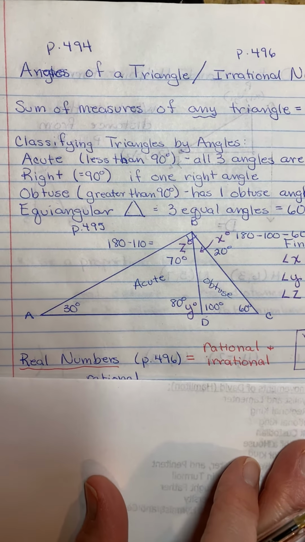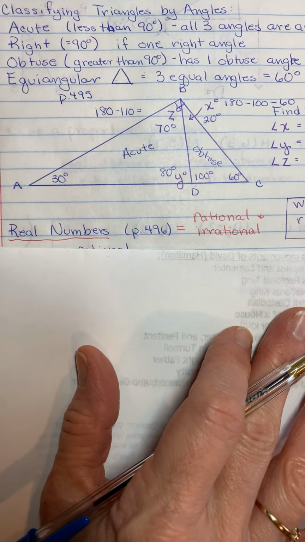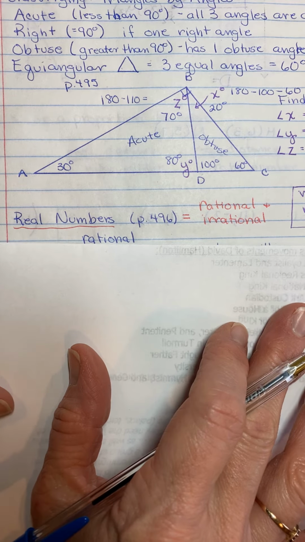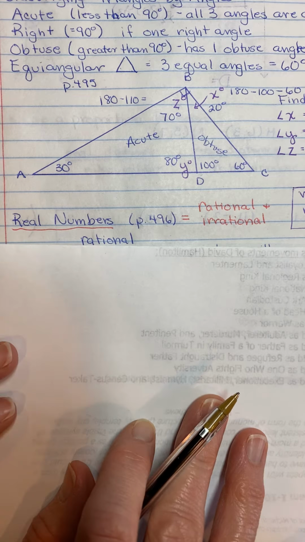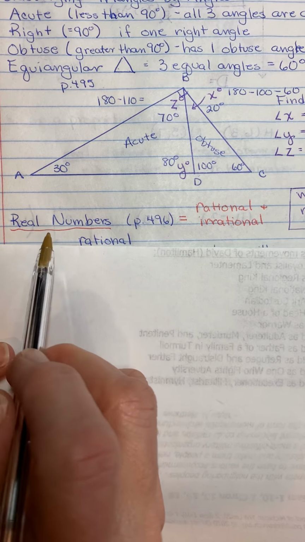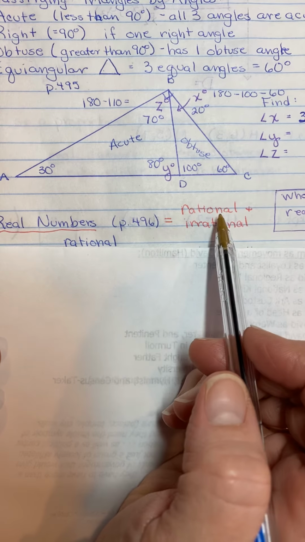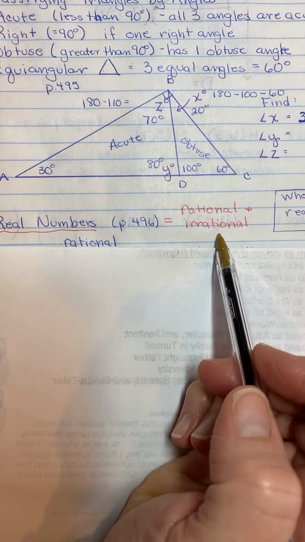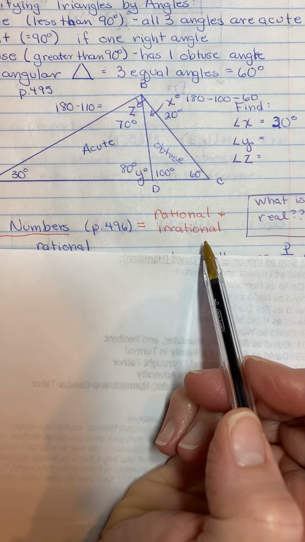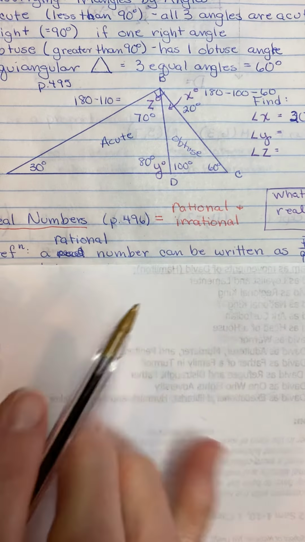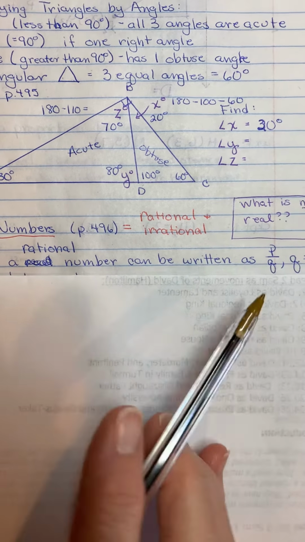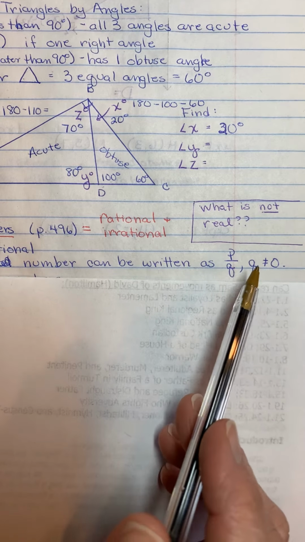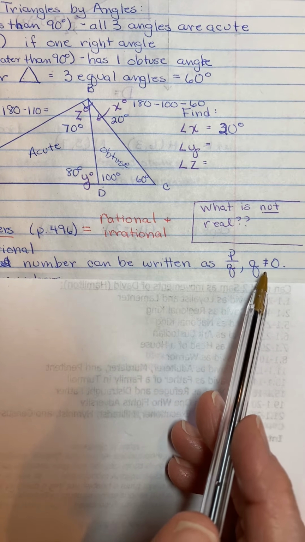We're moving on to section 9.4, which talks about real numbers. We're doing 2 sections because there's not a whole lot of information in either one. So the set of real numbers is made up of the set of rational and irrational numbers. We defined before, a rational number is any number that can be written as P over Q, where Q is not equal to 0.